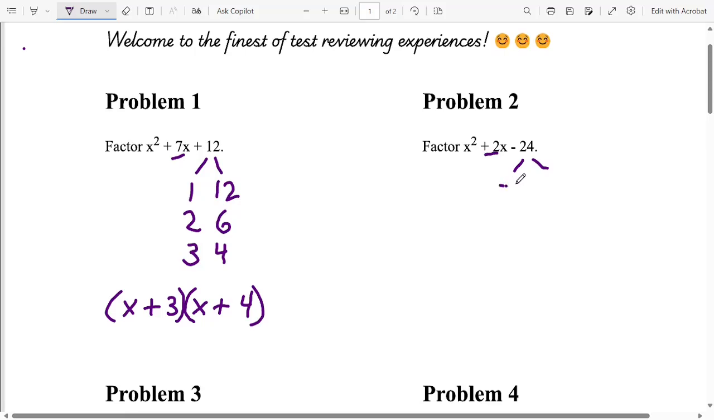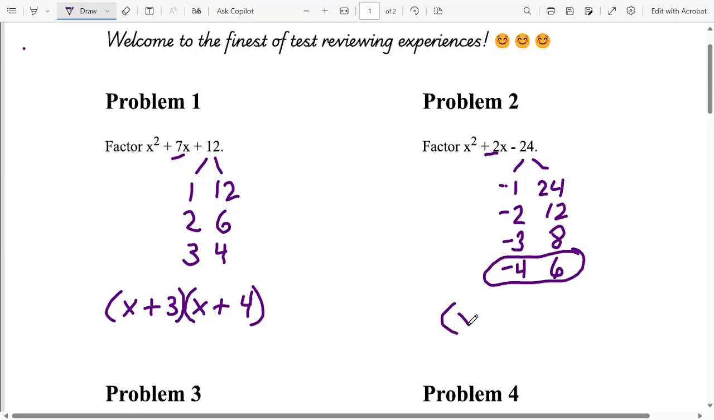So again, I could do negative 1 times positive 24. I could do negative 2 times positive 12. I could do negative 3 times positive 8. Or I could do negative 4 times positive 6. And the last pair there, negative 4 and 6, they add up to positive 2. So I'm going to write this one in factored form as x minus 4 times x plus 6.